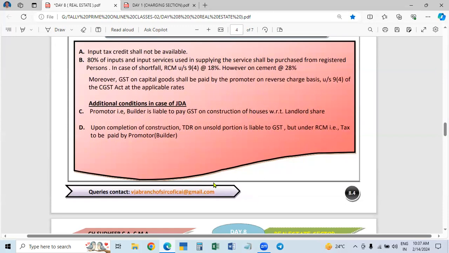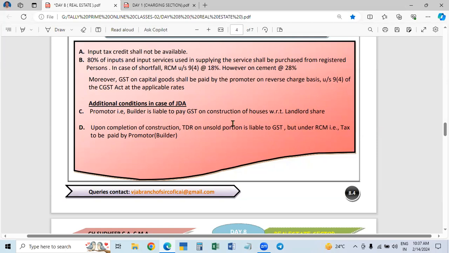If you purchase from a registered dealer, you have to pay tax. If you purchase from an unregistered dealer, there will be no tax. In the case of a registered dealer, we are paying tax and not getting ITC for the 5% residential class. So that is a loss. But for 12% we get it. If you purchase from an unregistered dealer, not paying any tax and not getting any ITC, there is no loss for us. But to avoid all this, the government lays down some restrictions.